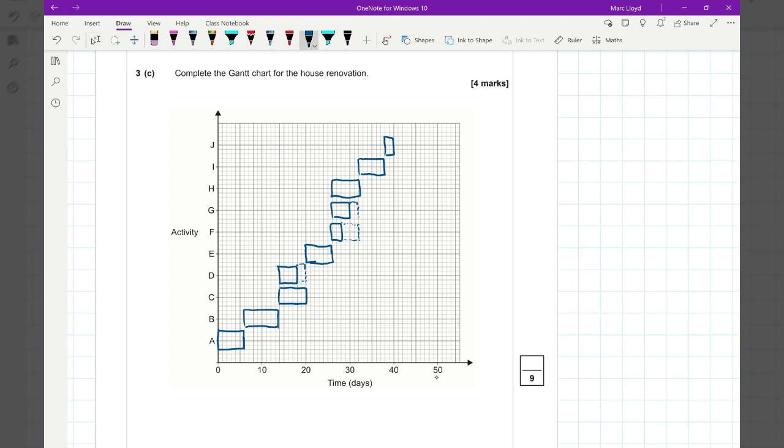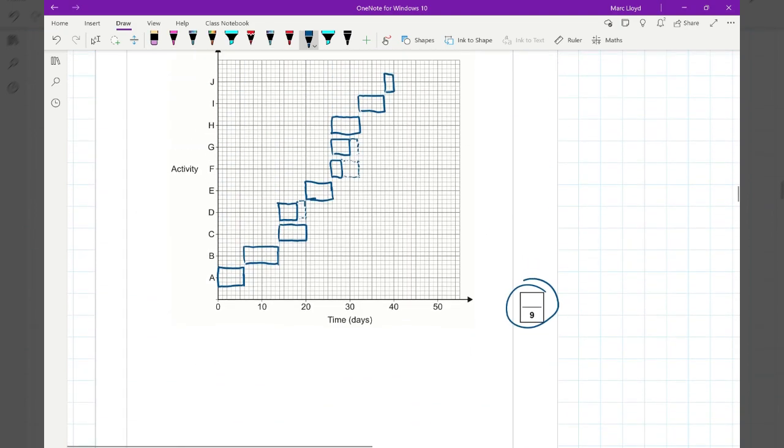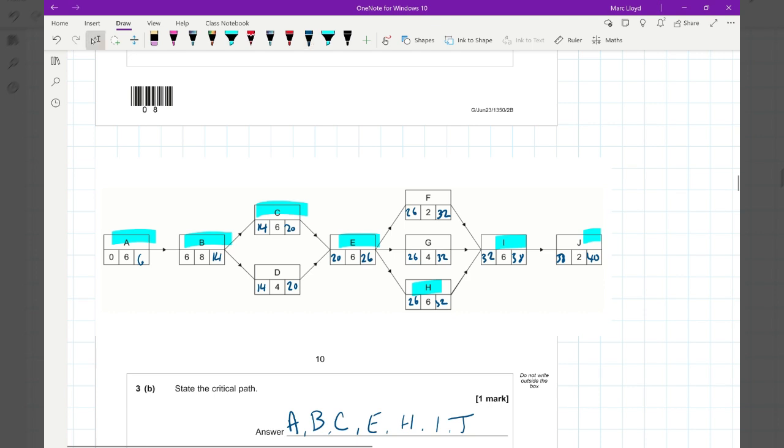Bit naughty. They've put that axis over to 50, just in case anybody's gone over the top. And then I recognise what this little box means in the bottom right. Sorry, it means that we're at the end. So that's it. 9 marks on those activity network questions.